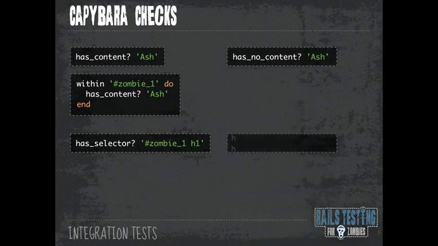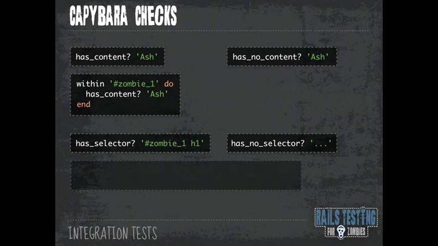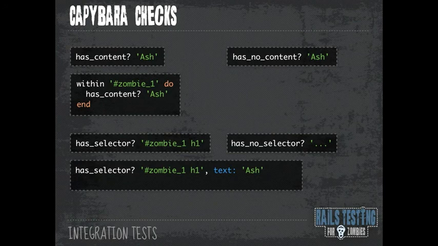It also has hasNoSelector. And you can use hasSelector with optional parameters like text to say it should have a zombie1 element that has an h1, and that h1 should have the text Ash. Or you could say this page has zombie class elements. There should be 5 of them on the page, and all 5 should be visible.